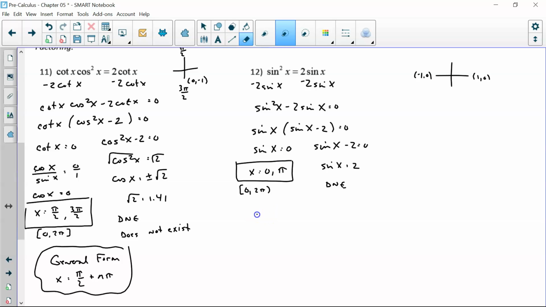Our general form. They're both pi apart, so x equals, and what we can do, it's just n pi. If n is 0, it's 0. If n is 1, we're at pi, n is 2, we're at 2 pi, 3 pi, 4 pi, and so forth. That gives us all of our solutions in the general form. Next page.